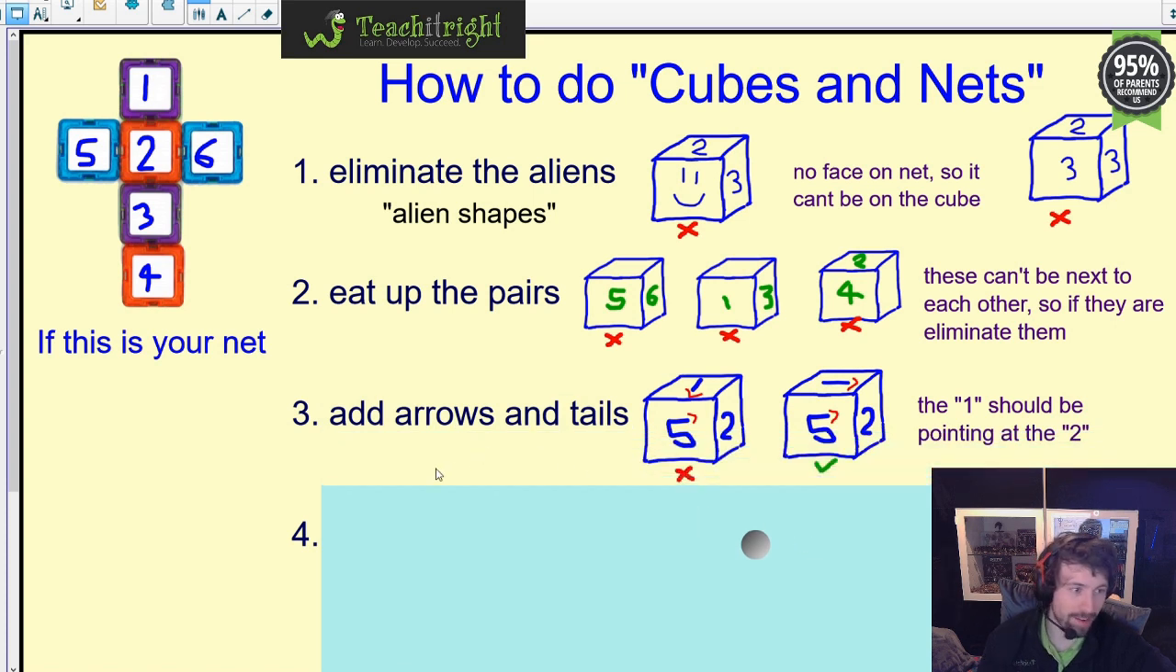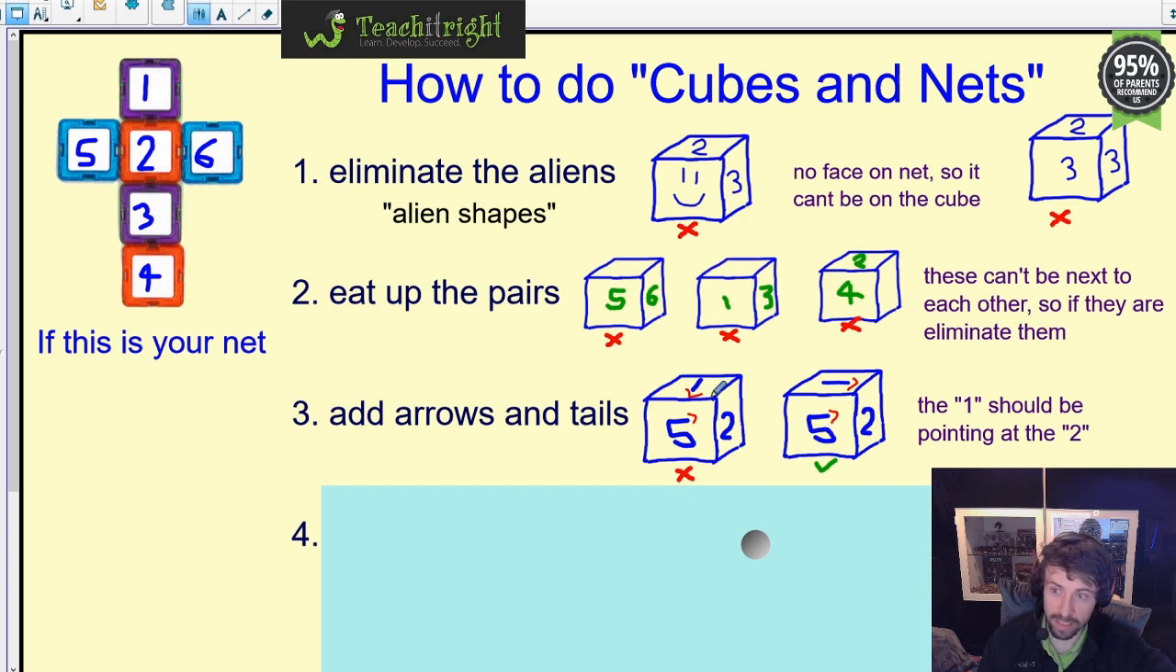Step number 3 is to consider rotation. And the way I write this is to add arrows and tails. What I mean by add arrows and tails is ask yourself what's pointing at what, or what's behind what, and that's what I mean about the tail. But essentially it's consider the rotation of the shapes. If you look at the example here, one of these is correct and one of these is wrong. One of these is more correct than the other.